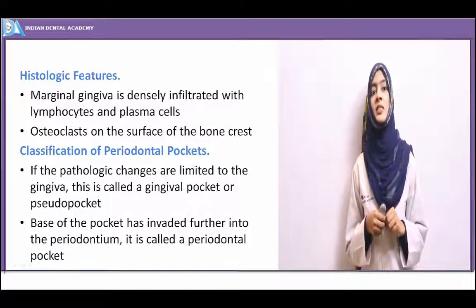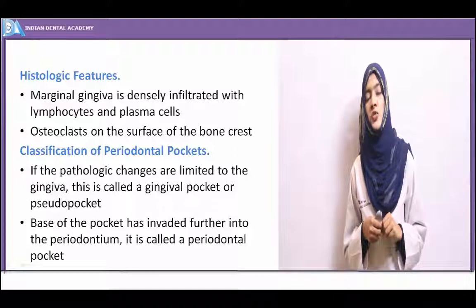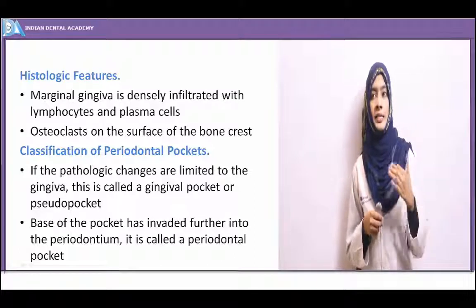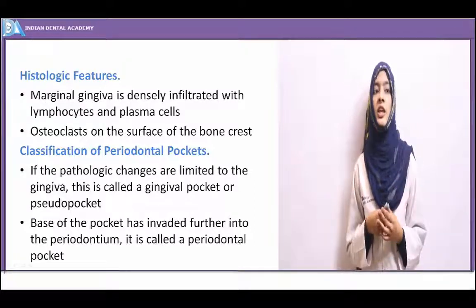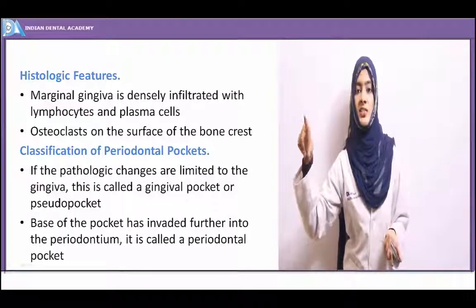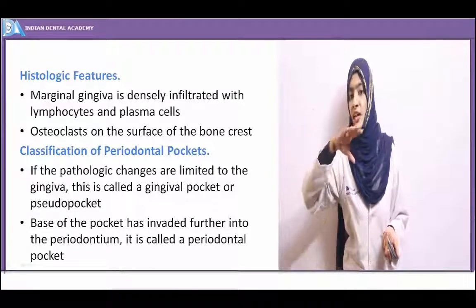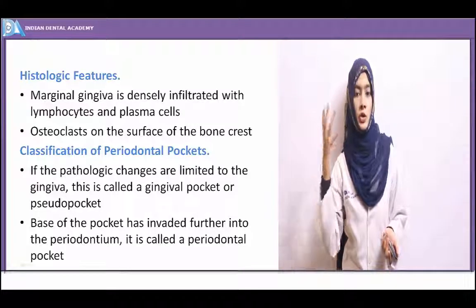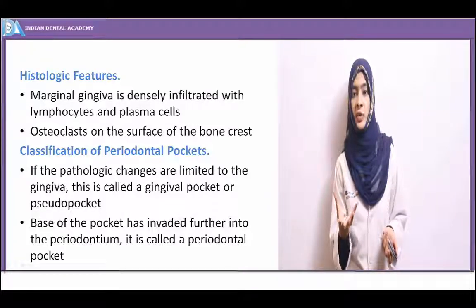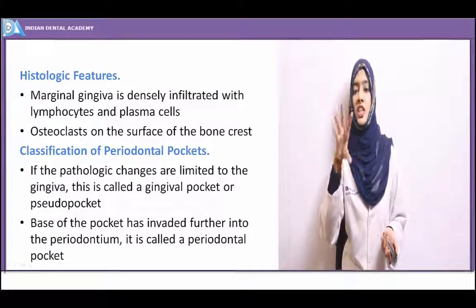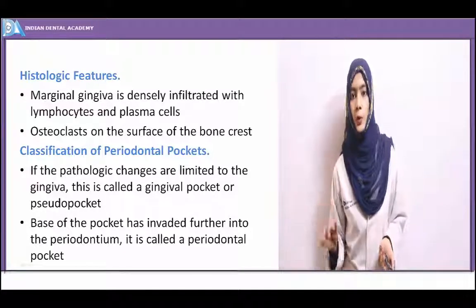Microscopically, this presents as an inflammatory condition of the marginal gingiva, which is infiltrated with lymphocytes and plasma cells. As the inflammation progresses, osteoclasts begin to appear on the alveolar surface of bone, on the crest of the alveolar bone. These osteoclasts appear to lie in Howship's lacunae. Once the inflammation starts, the osteoclasts are activated and lead to resorption of the bone.